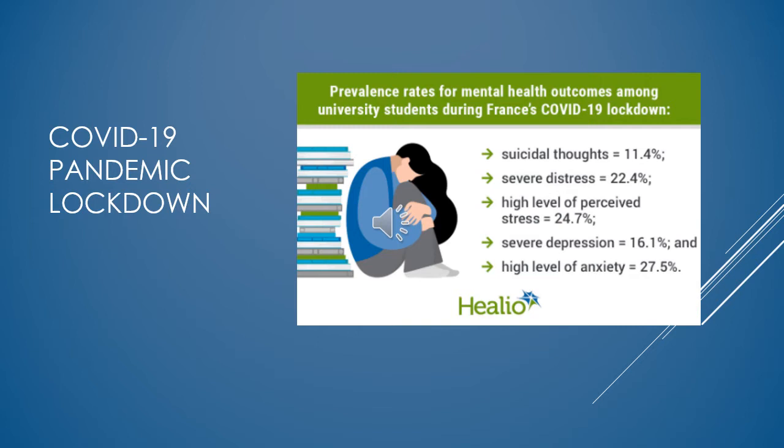Is it a bad thing? Is it disparaging? Is it promising? As you can see, the prevalence rates for mental health outcomes among university students during France's COVID-19 lockdown. So you can see the various rates of suicidal thoughts, stress, perceived stress, depression, levels of anxiety.